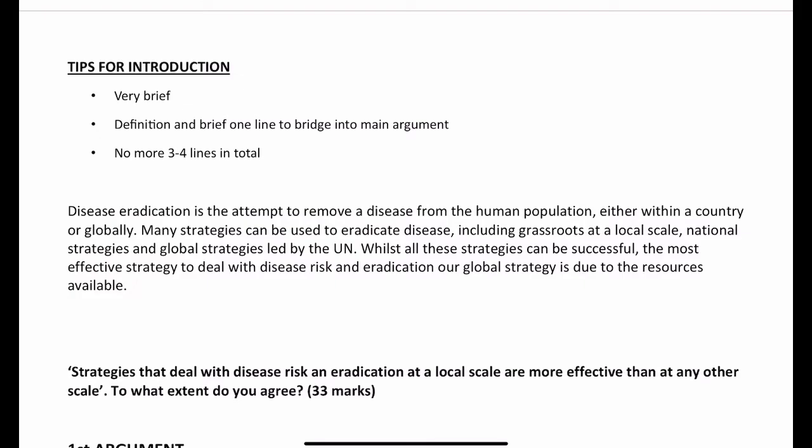Here again, I've defined it literally in the first sentence. I've said what disease eradication is, and then my second and third lines simply say that there are other types of strategies you can use, including national and global strategies. And then I leave a line to say that the most effective strategy is global. You don't have to do that, but sometimes in these big essays, it can just say this is where I'm going with my argument. If you did the first bit, where you did a definition and said the other areas that you could explore, that would be good enough.